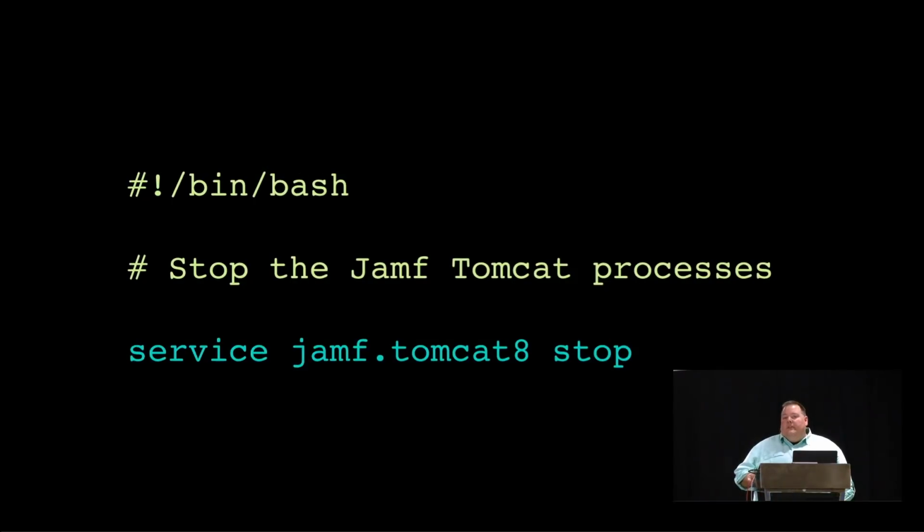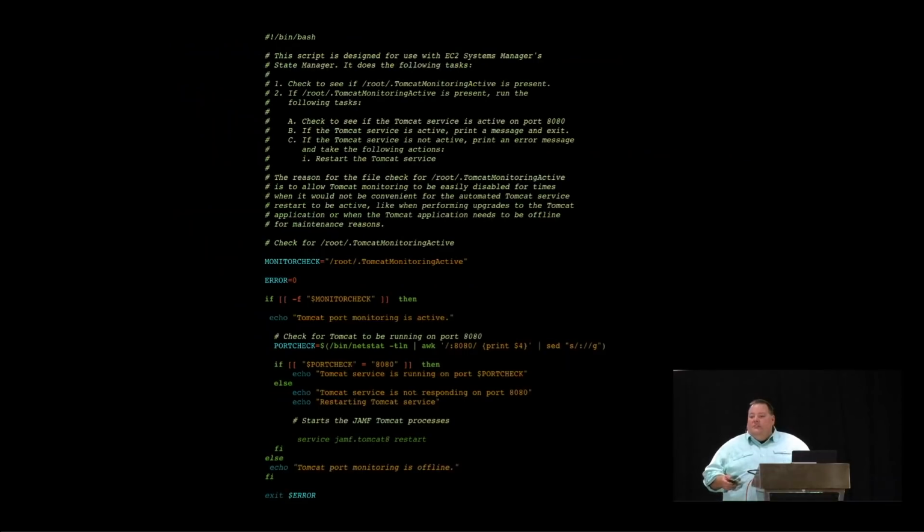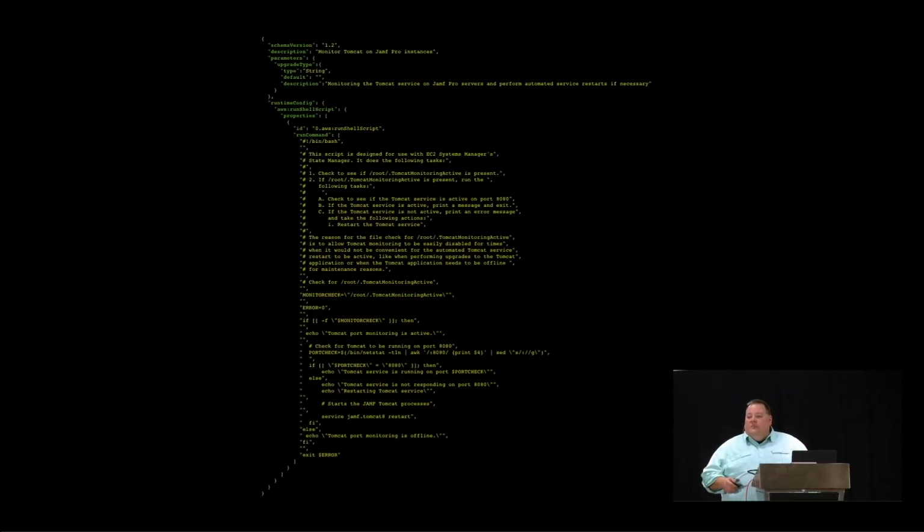So to show an example of how we can automate our management workflows for EC2, here's a simple script that stops Jamf's Tomcat service. Once converted into the JSON format used by Systems Manager, I can now run this script on one or more of my Jamf Pro servers at once. This can be on demand or it can be scheduled. Now, here's another script that I've set up that's designed to check if Tomcat is running and restart it if it isn't. Once converted into the proper JSON format, this script can be scheduled to run on a regular schedule to make sure that Tomcat is always running when it's supposed to be.